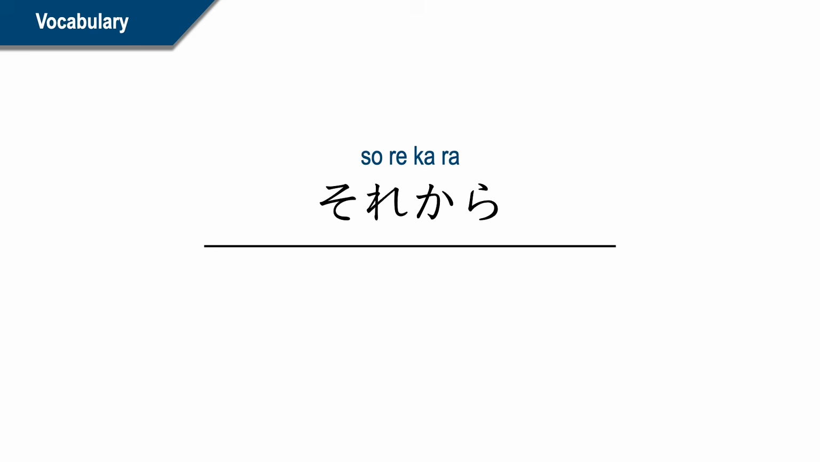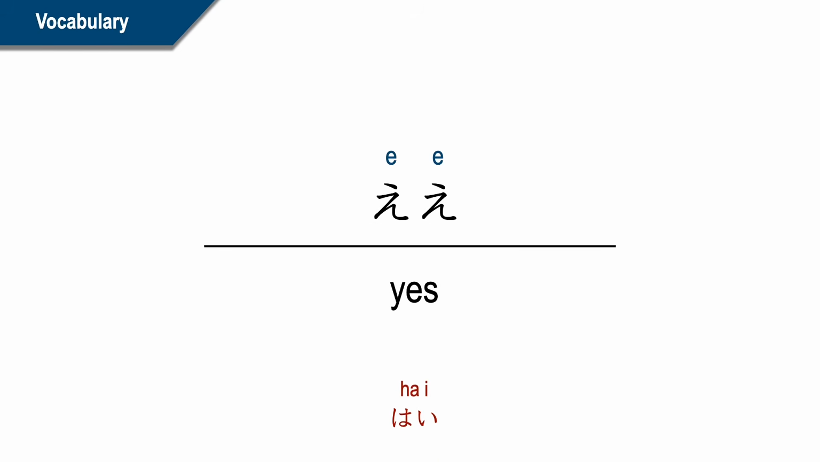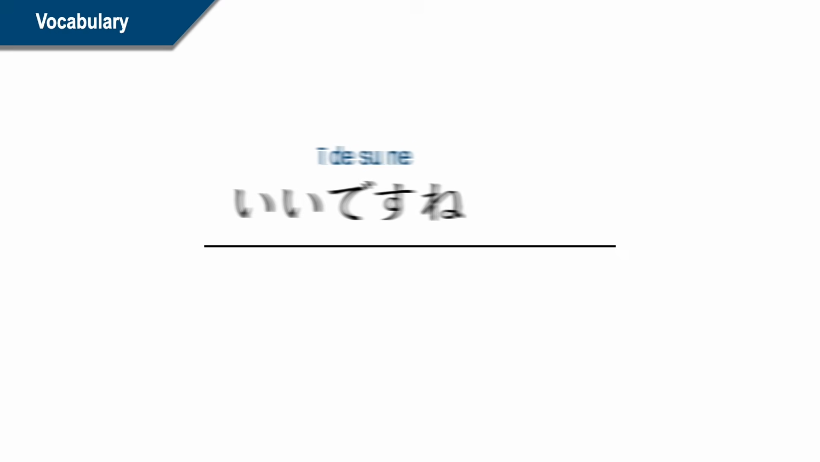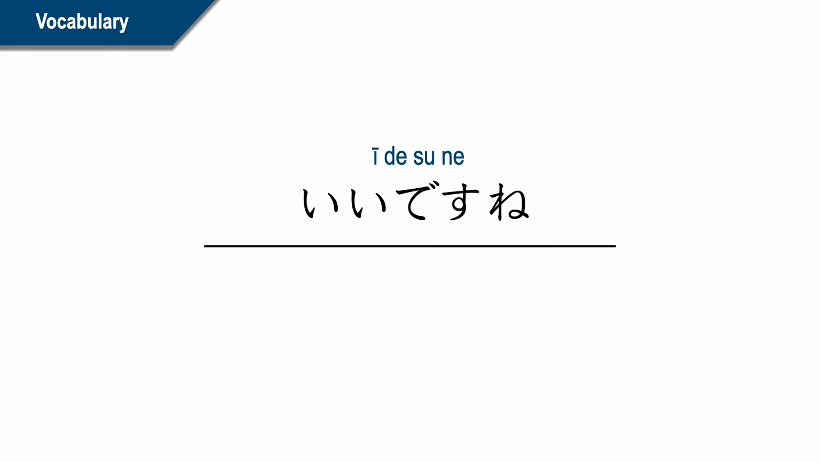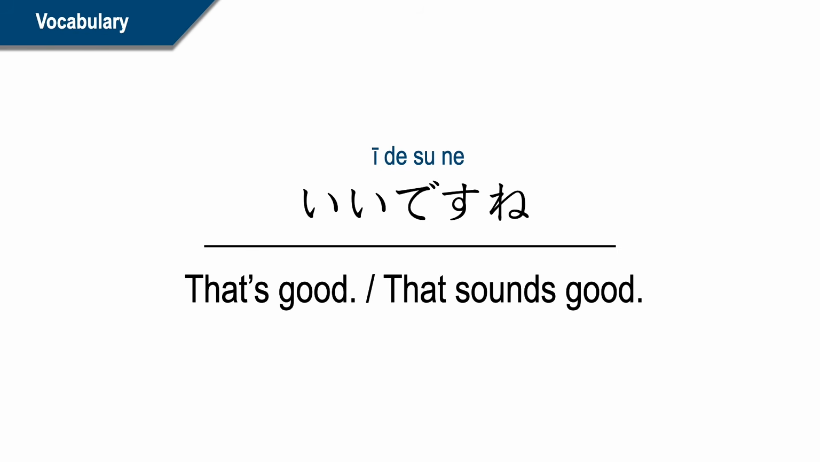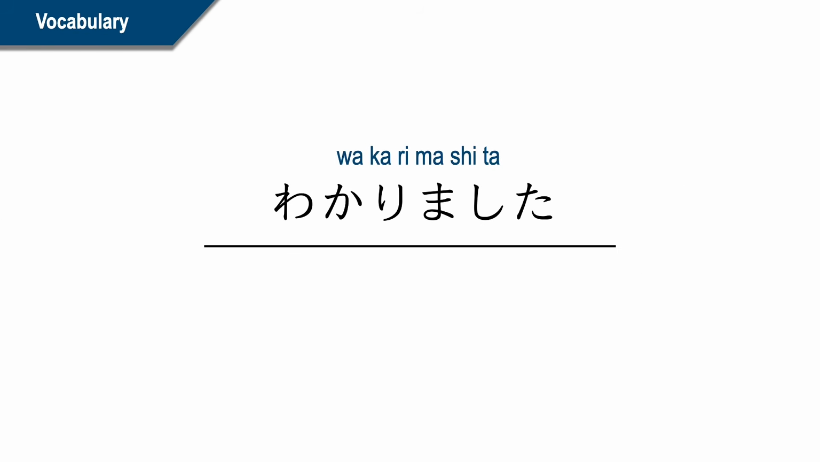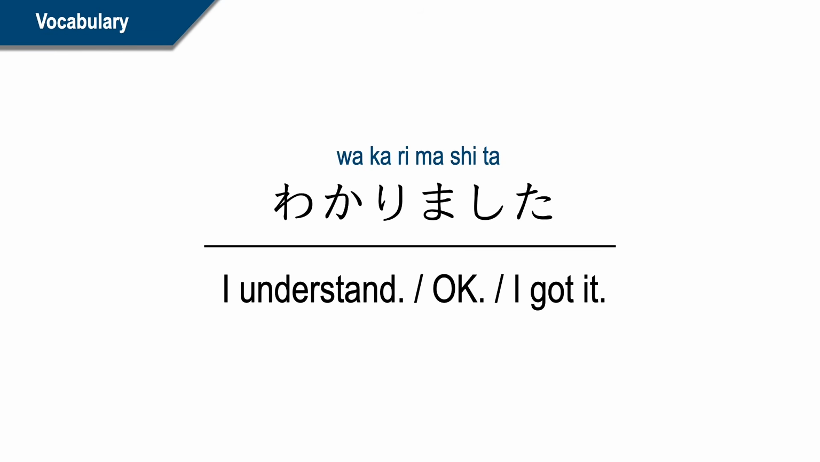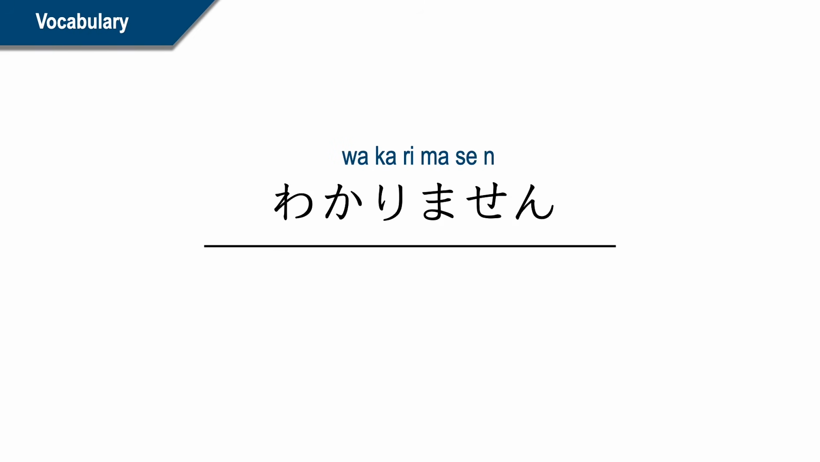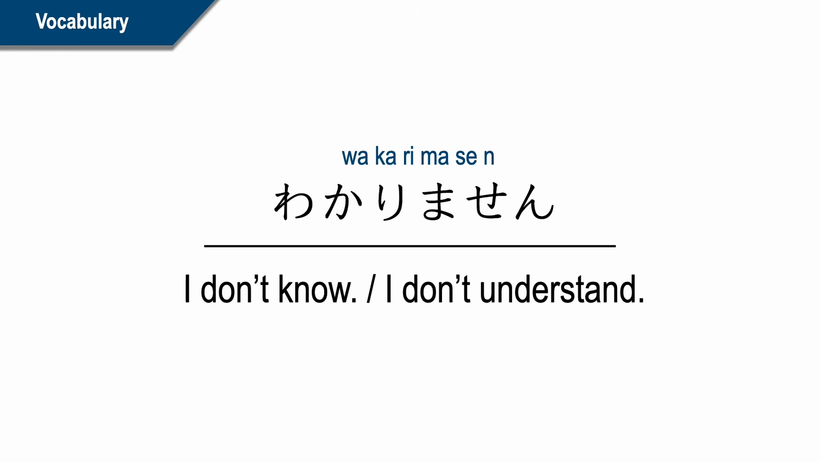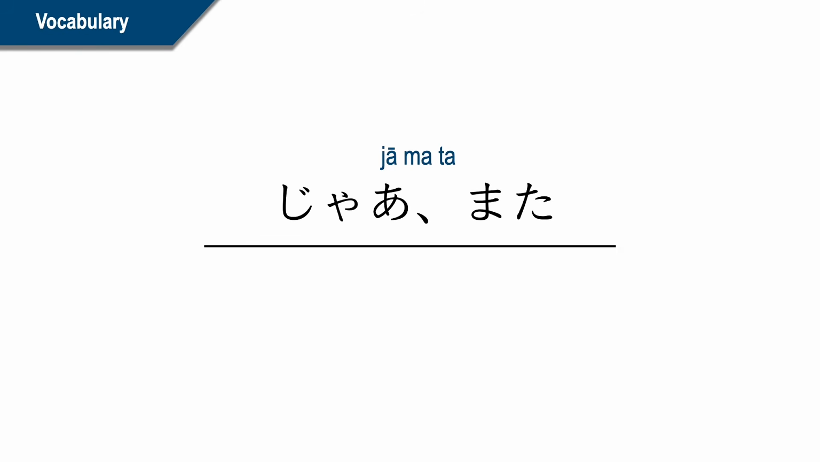それから, after that or and then. ええ, yes. It's another way of saying はい。いいですね。That sounds good. わかりました。I understand. わかりません。I don't know or I don't understand. じゃあまた。See ya.